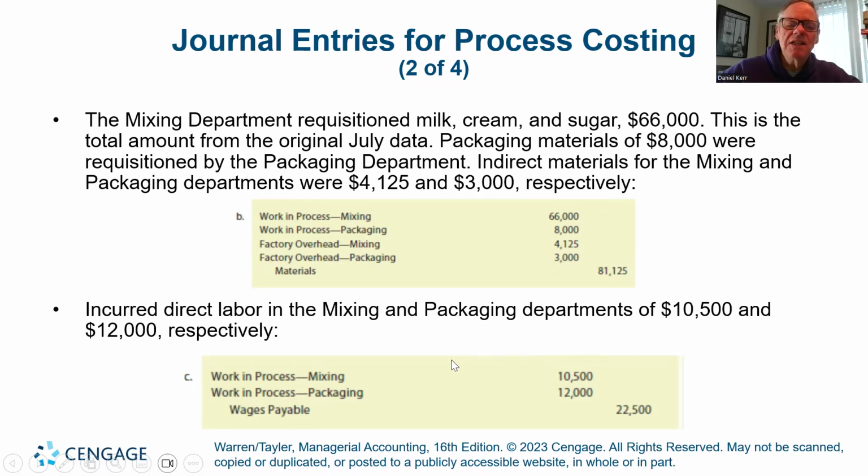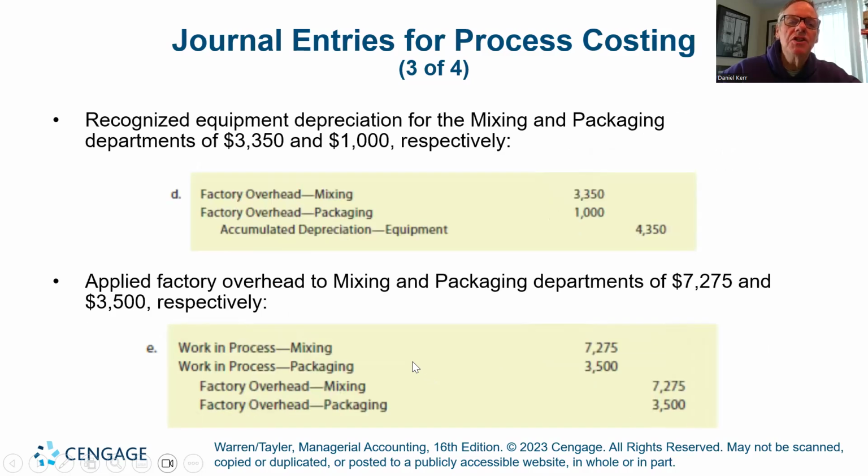So that is an example of, in job order costing, we would have just debited work in process and credited wages payable. Here we've got two work in process accounts. So this represents the labor that was put into production. So again, you got two work in process accounts, mixing and packaging. So that's transaction C. We go all the way up to H.